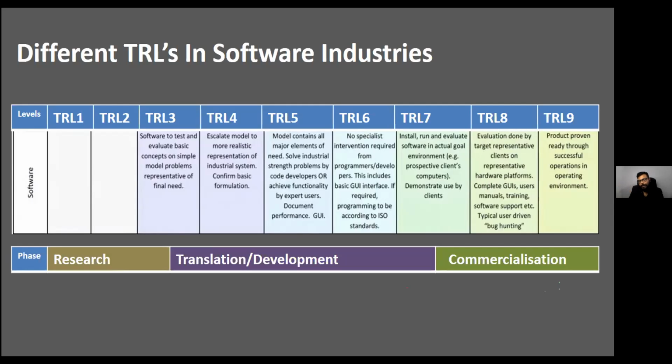Okay, so whenever we develop any software, we divide it into different modules. It's basically called the agile process in software development. So let's say we have 5 requirements. Based on that, we need to develop 5 small modules. That comes under TRL 5.